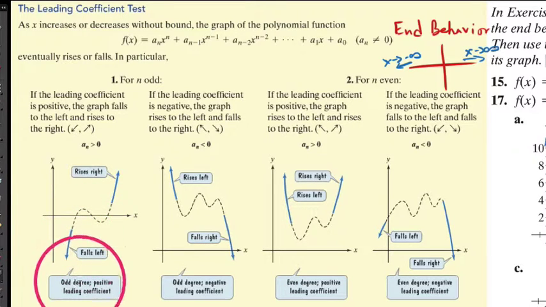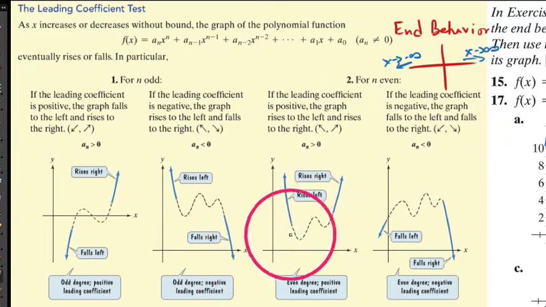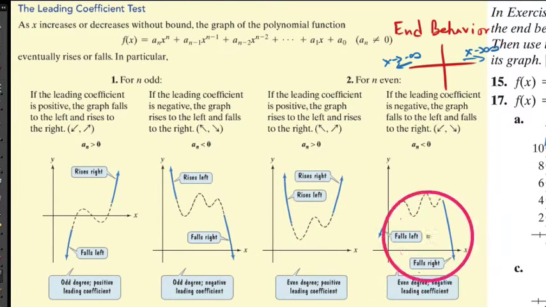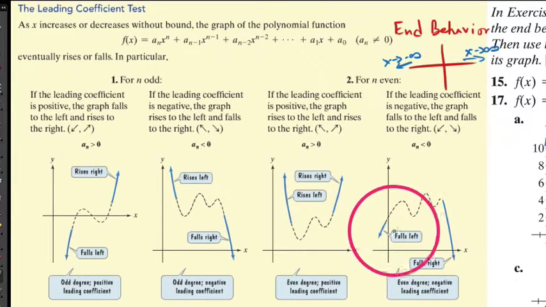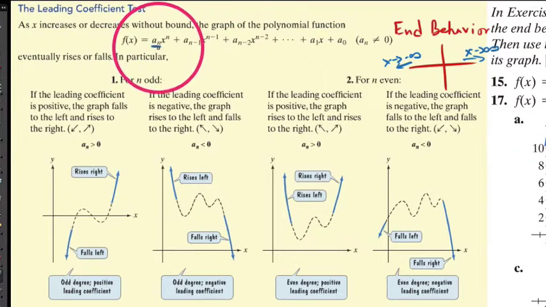It's either going to fall on the left or rise on the right, or it could rise on the left or fall on the right, or it could have the same behaviors on the left and the right, or it could have opposite behaviors on the left and the right here. The way that we're going to determine this is we're going to look at two facets of our polynomial function here. I'll zoom in up here.